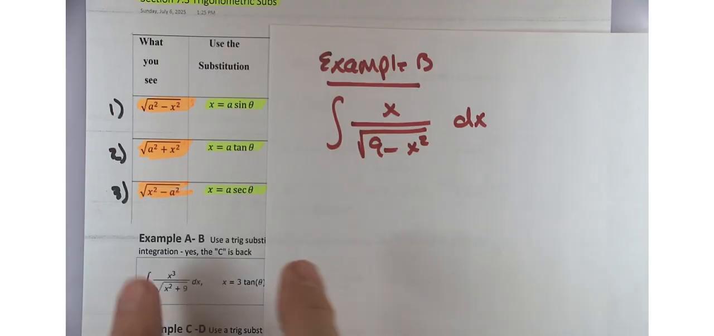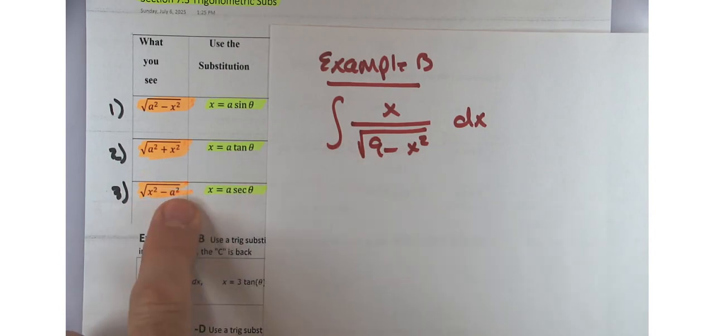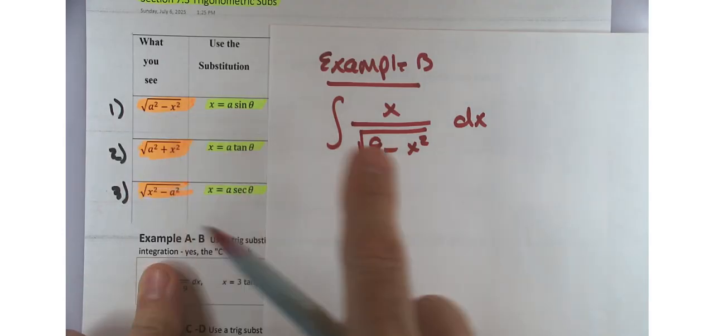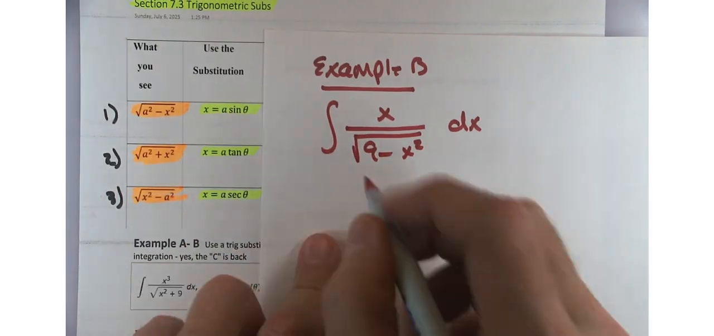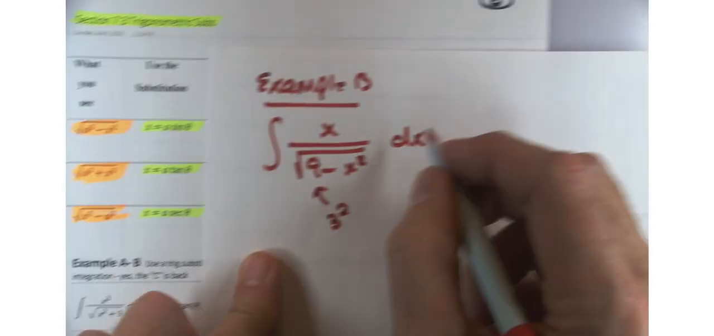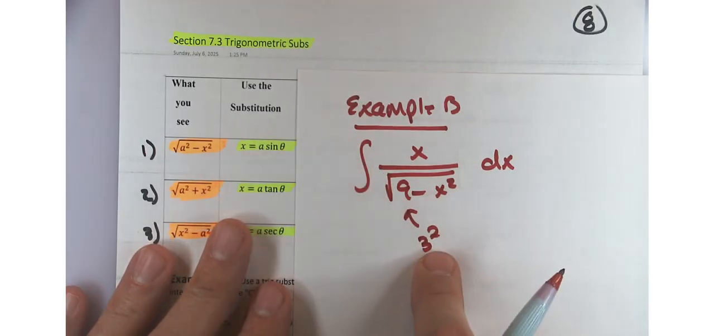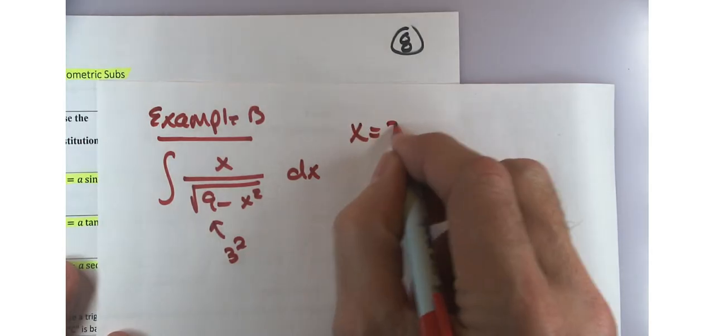Yeah. Here you've got your variable first and the constant second. Here you've got your constant first and your variable second. That's the form of this one. So for our substitution, we'll regard that as 3 squared. So our substitution is going to be a times sine of theta, or in other words, 3 times sine of theta. So x equals 3 times the sine of theta.